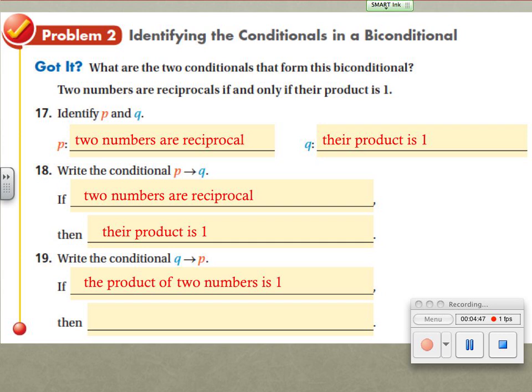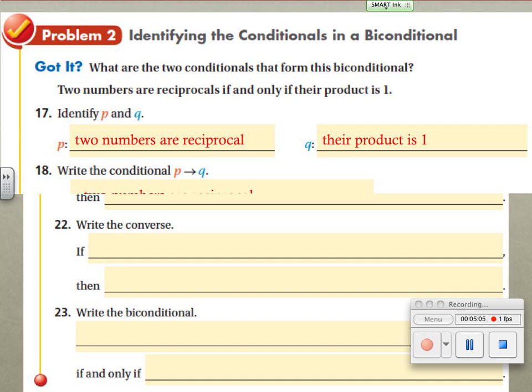We can now write the converse of that statement. If the product of two numbers is 1, then they are reciprocals. So we basically identified the two conditionals that combine together to make up our biconditional statement.